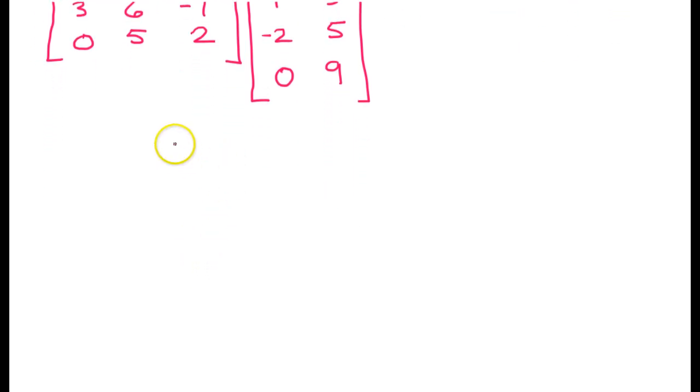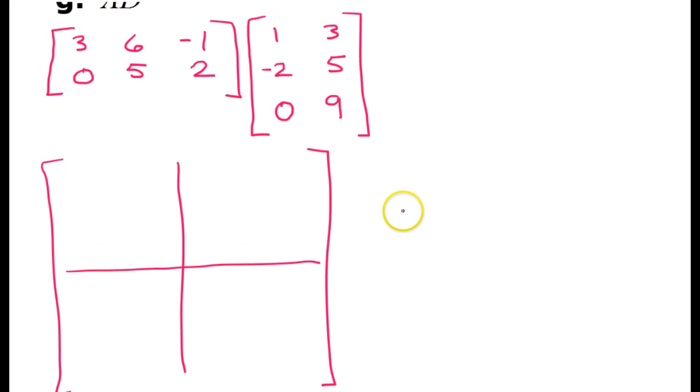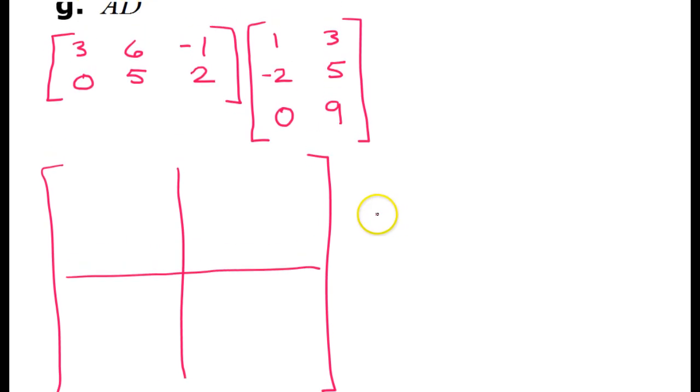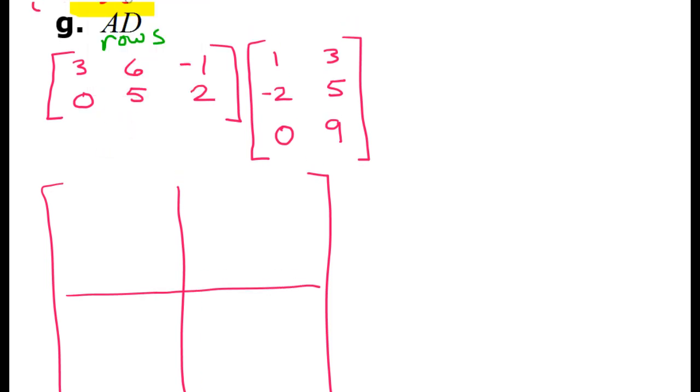That's going to be important to us right now because we need to set up a giant 2 by 2 matrix. Okay, so here is a giant 2 by 2 matrix which we will use to show our work. So what we're going to do is take all the rows from the first matrix, and then we will take all of the columns from the second matrix.